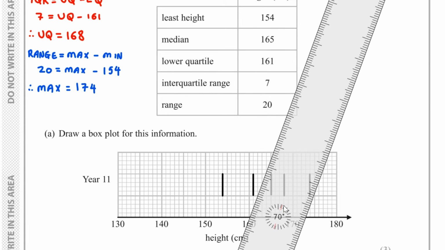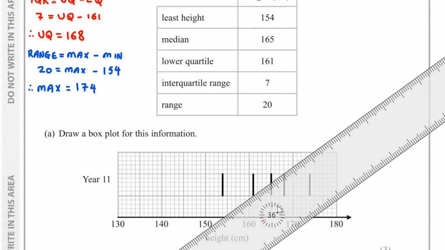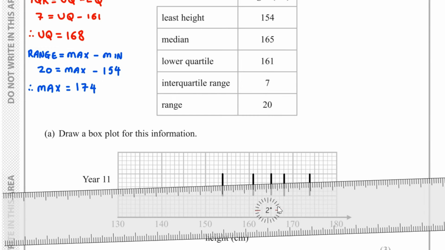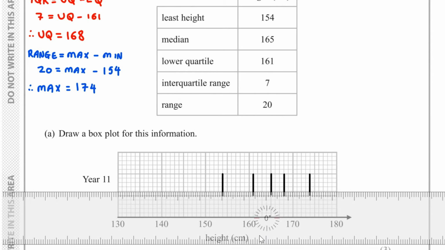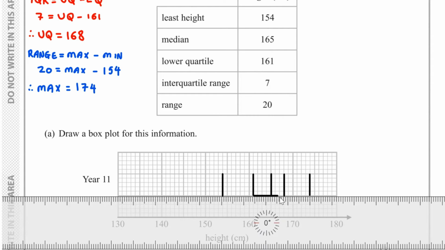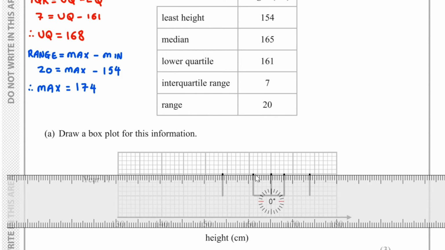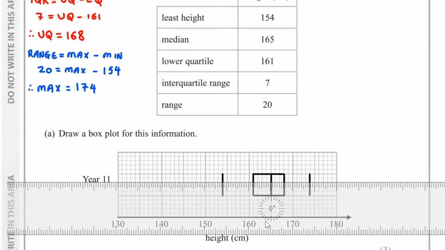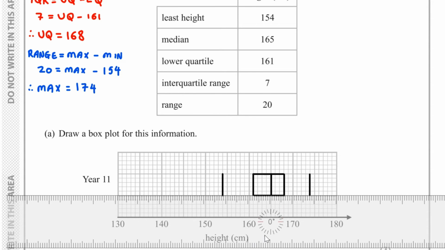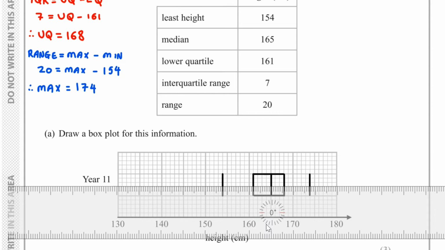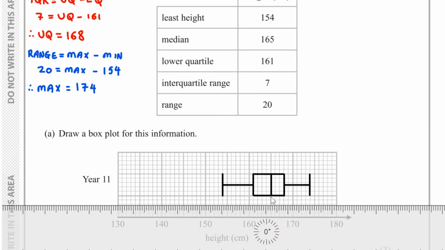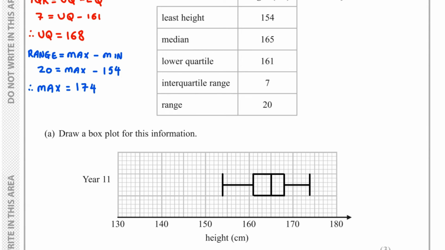So now we need to complete our box plot. If we complete our box plot, we join these up like so. And then we join these up. And then we also join these up as well. So here is our completed box plot.